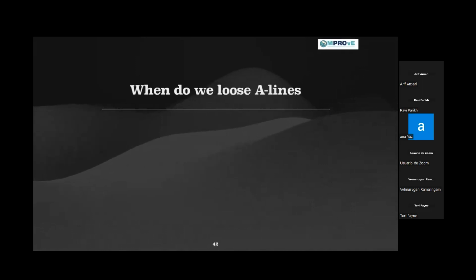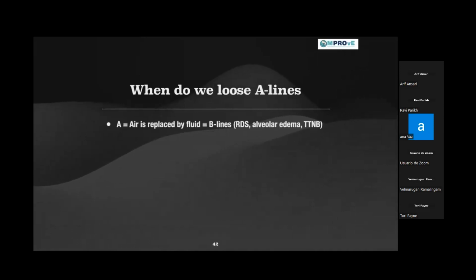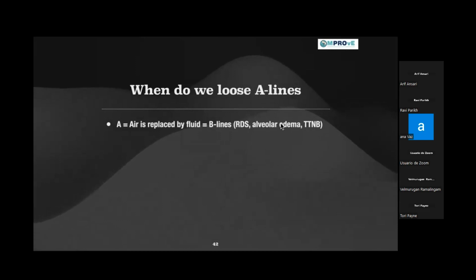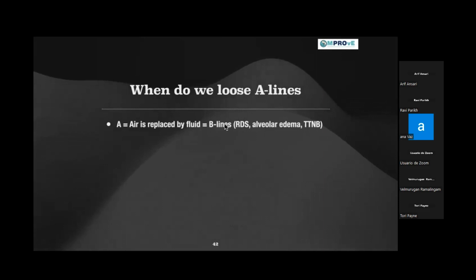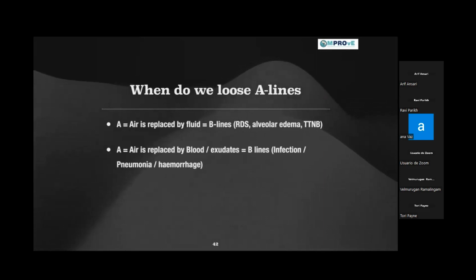Now that we know that, when do we lose the A lines? When air is replaced by fluids. As soon as fluid creeps in, you start seeing B lines. Where do we get the fluids? You can see it in all kinds of pathologies, in RDS, alveolar edema, TTNB, all of this, you have some degree, more or less, of fluid in there. So you will see fewer or more, or compact coalescent B lines. When we see those, you'll understand what I'm saying.